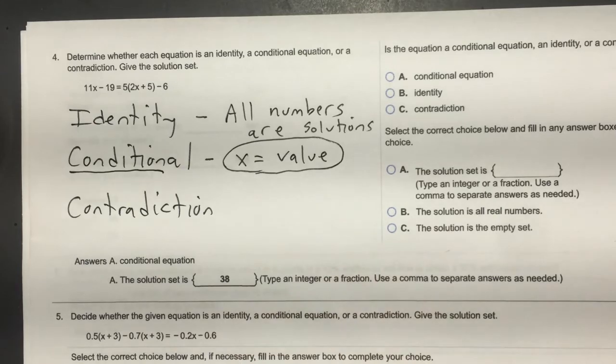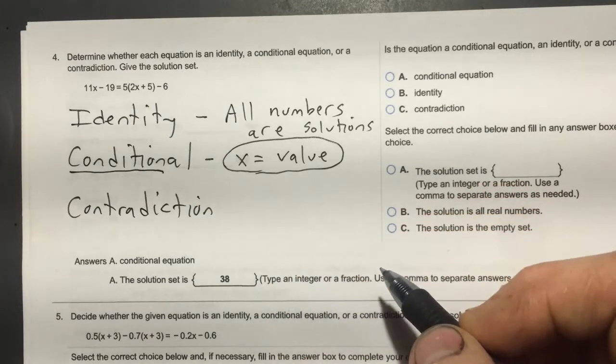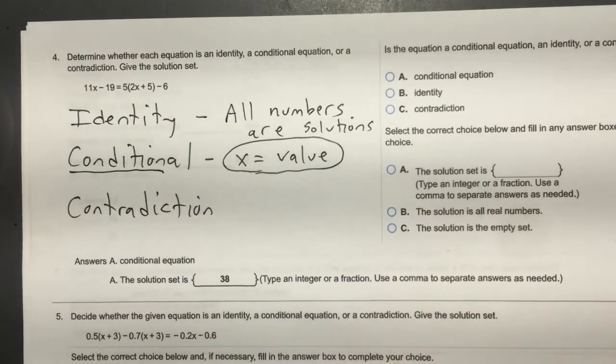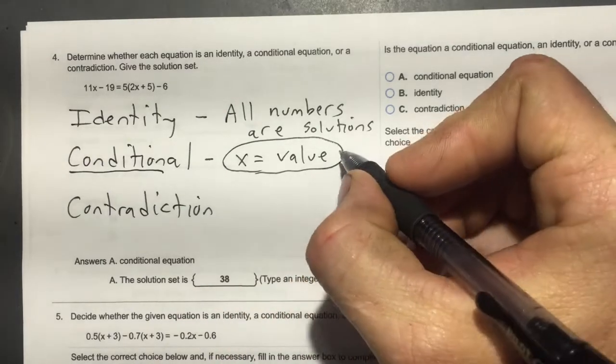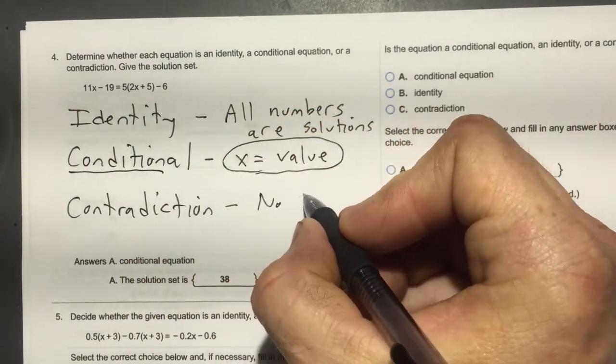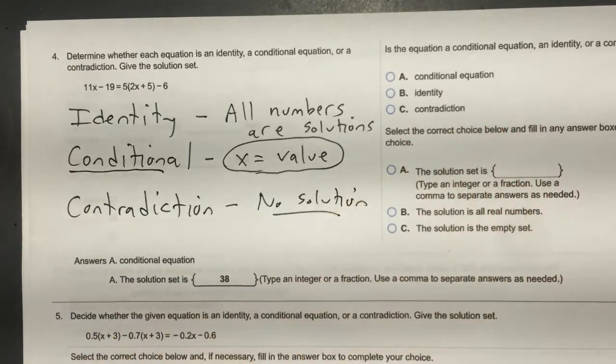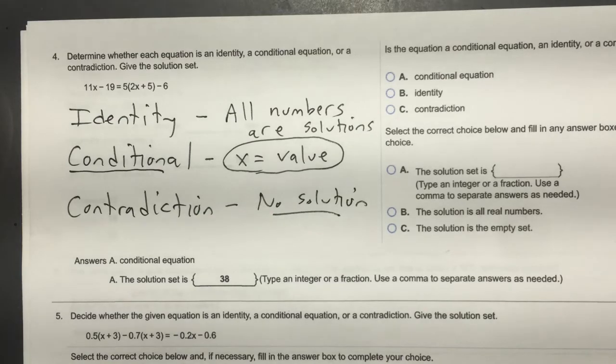Like we just solved 3 equations. We just solved 1, 2, and 3, and each time x had a value. So that's a conditional equation because it's an equation on the condition that x equals that value. So that's what we have here, conditional. Then we have contradiction, which means there's no solution at all. It's not an equation. It contradicts itself.